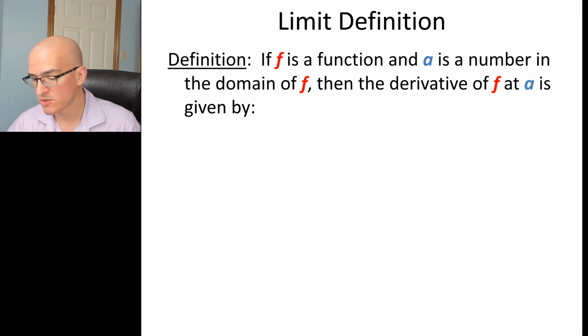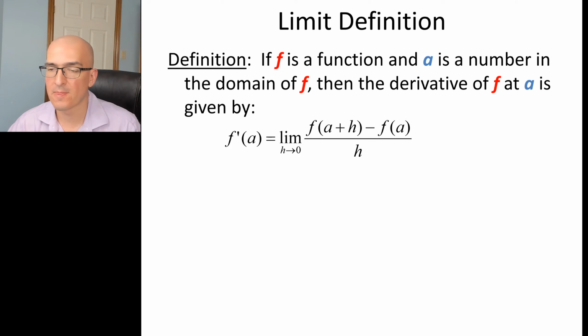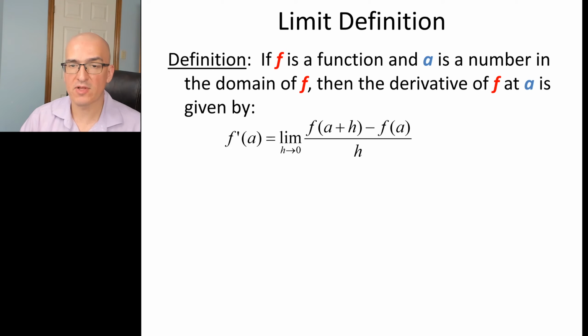So the following definition is for the derivative of a function f at x equals a. The notation for the derivative is f prime. If we're looking at the derivative at a, it's f prime at a, and it's equal to a limit. The limit as h approaches 0 of the following quantity: f of a plus h minus f of a, all divided by h. The top part, f of a plus h, is plugging something into a function. f of a is plugging something into a function as well.